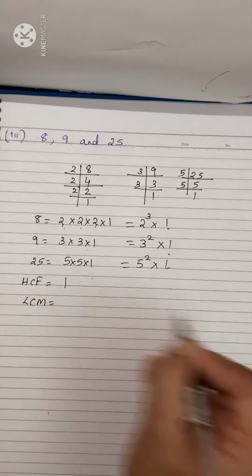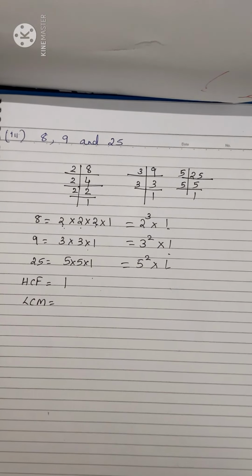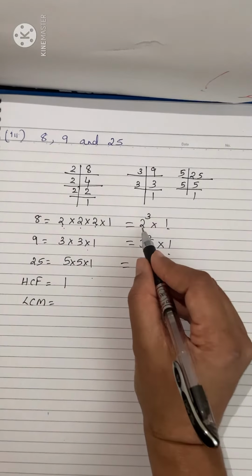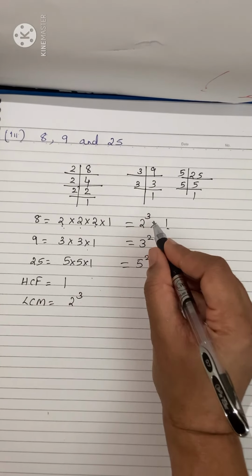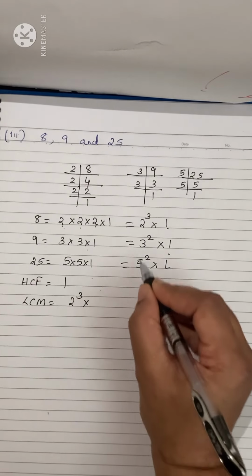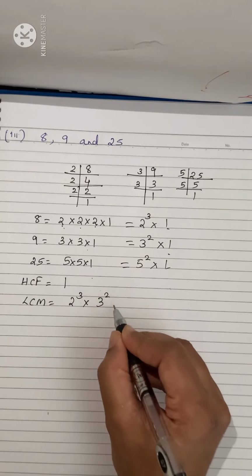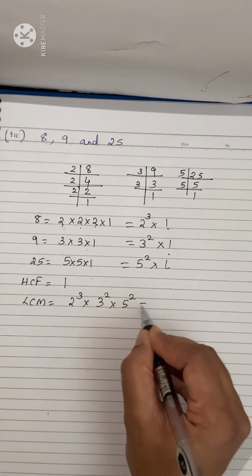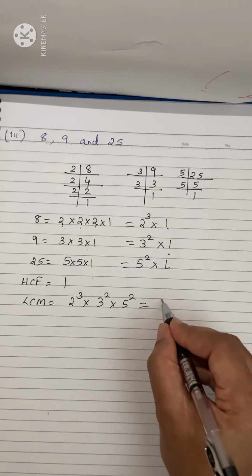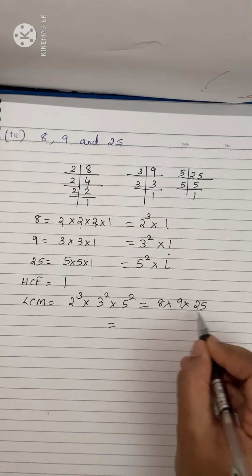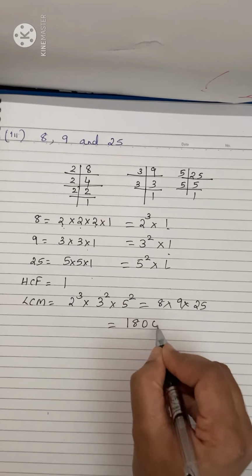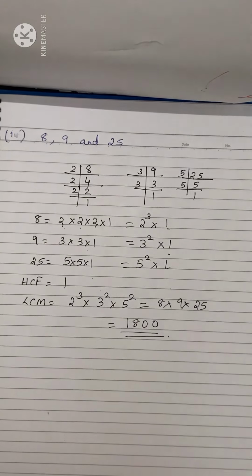LCM equals the product of the greatest power of each prime factor involved in the numbers. So here 2 raised to 3, this is the greatest power, and 3 raised to 2 and 5 raised to 2. So 2 cube is 8, 3 square is 9 and 5 square is 25. When you find the product, you will get the answer as 1800.